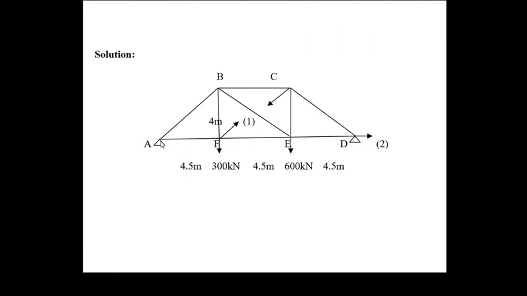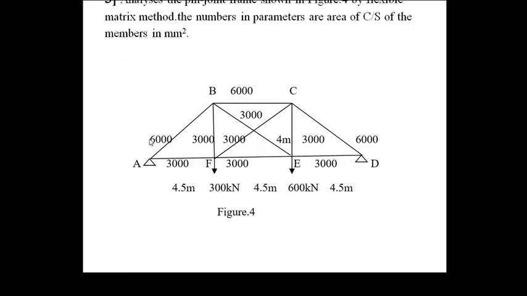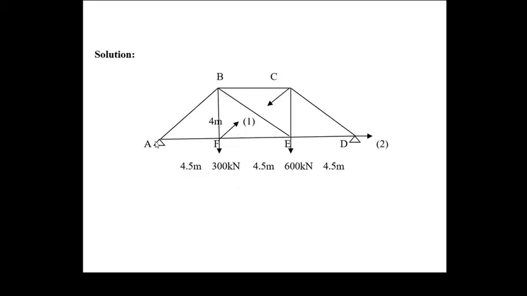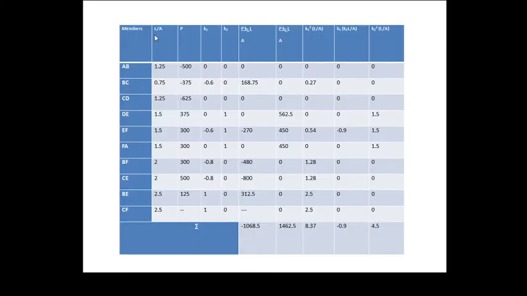You first find the length of AB by knowing this: this is 4, this is 4.5. Root of 4 square plus 4.5 square gives the length of AB. Then what is the area? 6000. By this we calculate L by area. This is 1.25. Similarly for BC, that is 0.75. For CD, that is 1.25. For DE, that is 1.5.